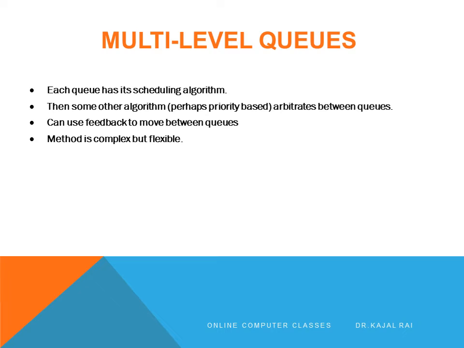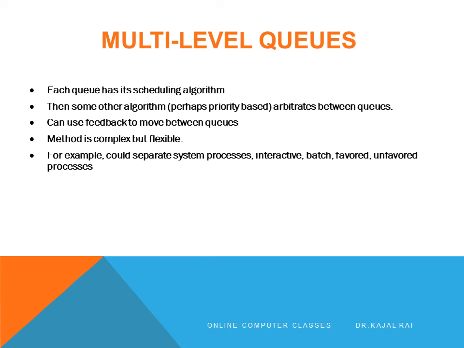This method is very complex because it has so many queues, and every queue has its own algorithm for scheduling. So it is a little complex, but it is flexible also. For example, it could separate system processes, interactive, batch, favored, unfavored processes. It can separate by having different types of scheduling algorithms for each type of processes.